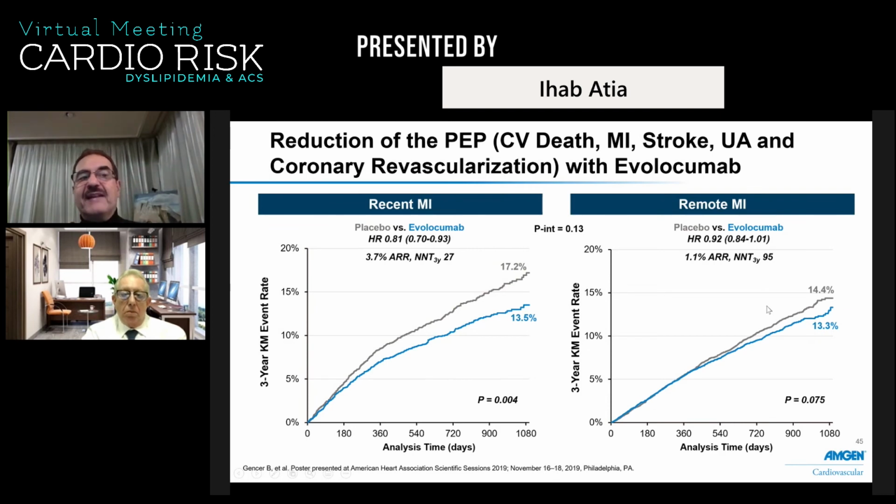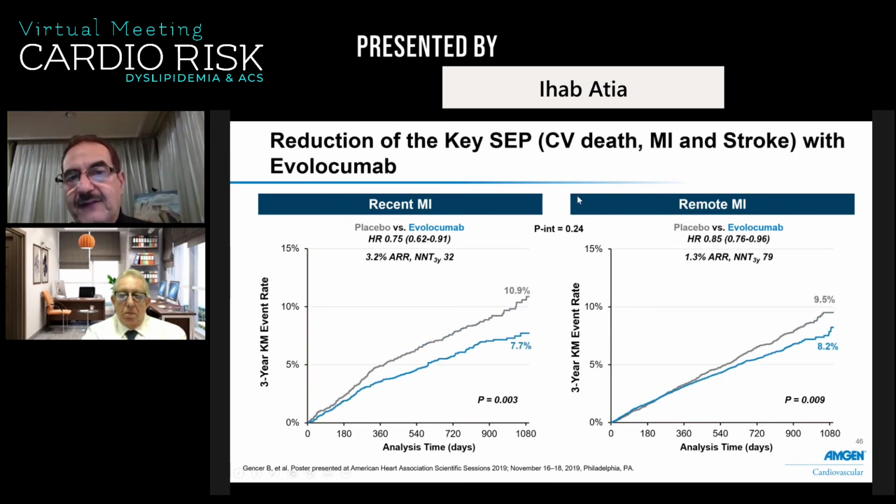Well, let's look at the secondary endpoints of cardiovascular death, myocardial infarction, and stroke. And again, you find the same thing, a little bit more impressive. You find an absolute risk reduction of 3.2% and a 25% relative risk reduction with evolocumab in those with recent MI, while those with remote MI, it was a relative risk reduction of 15% with only 1.3% absolute risk reduction. So the number needed to treat with the recent group is 32, while the number needed to treat was 79 in the remote. So there's a real difference, real benefit for those with recent MI compared to remote MI.